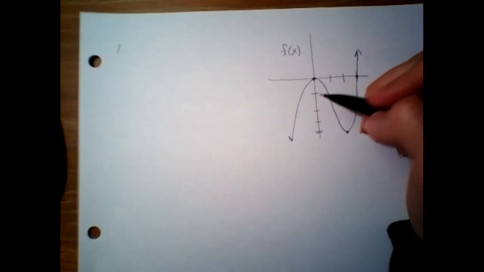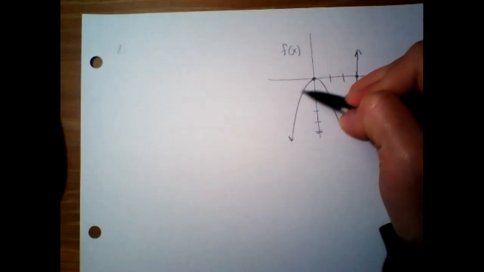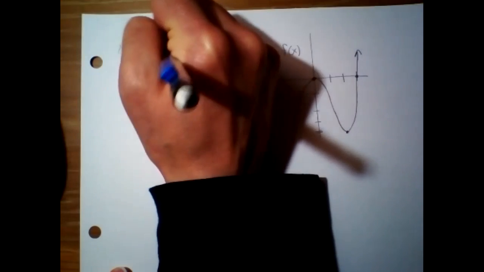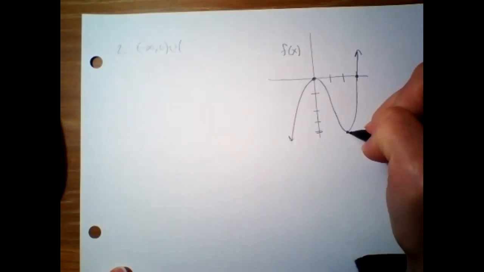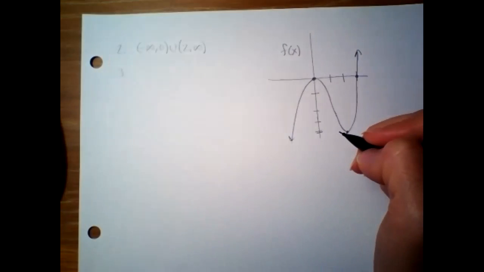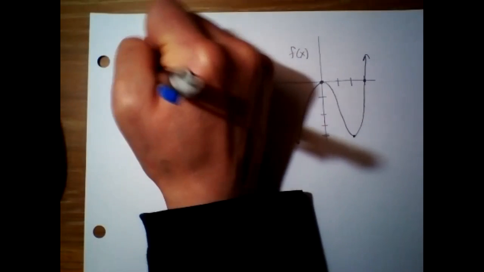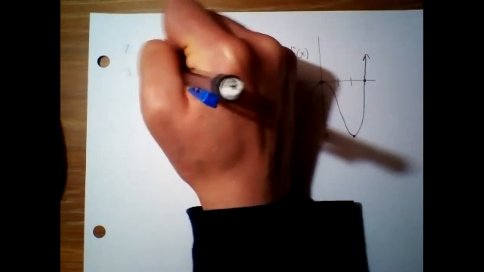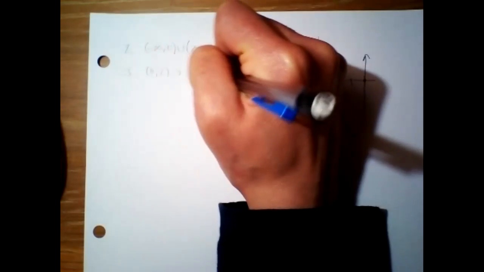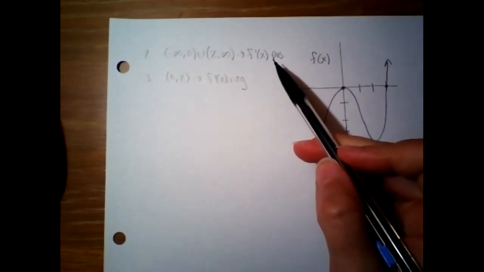So the derivative would be positive wherever this graph is increasing. So this graph is increasing during this section. So that would be negative infinity to 0. And then also increasing from 2 to infinity. And then number 3 said, where is the derivative negative? And the derivative would be negative where this graph is decreasing. So that would be from 0 to 2. So this is where the derivative is positive, and this is where the derivative is negative. And it's where f of x is increasing or decreasing.